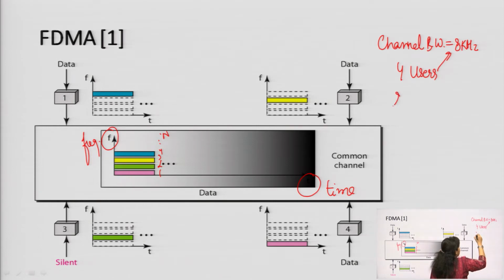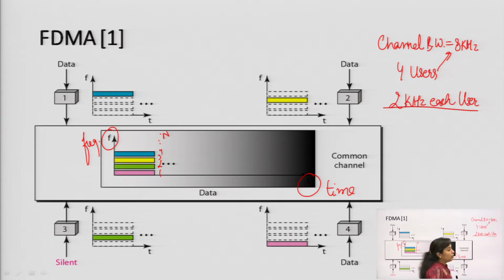So, what you will see is that 2 kilohertz each will be allocated to the users. There are 4 users. The first user is going to use the first 2 kilohertz of frequency, the second user is going to use the next 2 kilohertz of frequency. So, each user is going to use 2 kilohertz of frequency. Now, this 2 kilohertz of frequency is not totally used for transmission of the data that has to be transmitted between the transmitter and receiver.